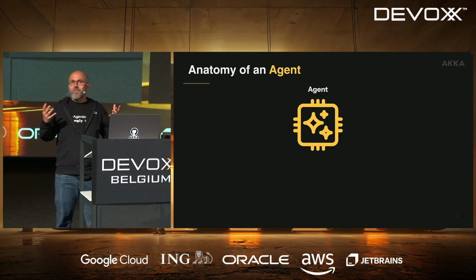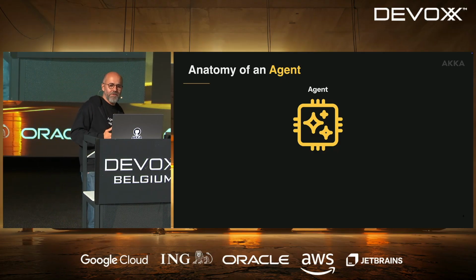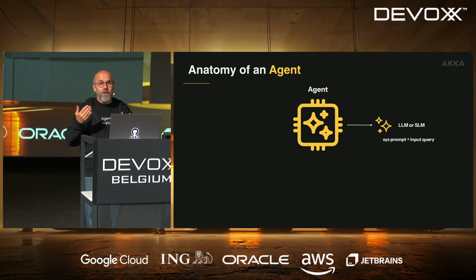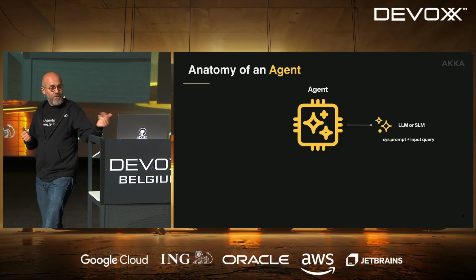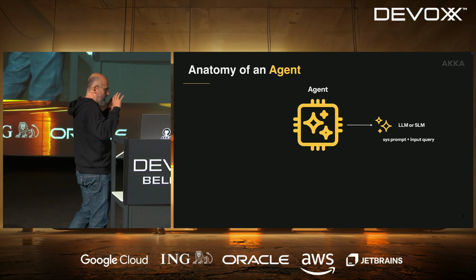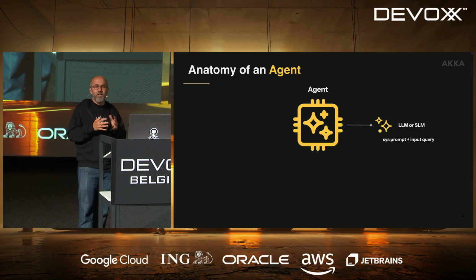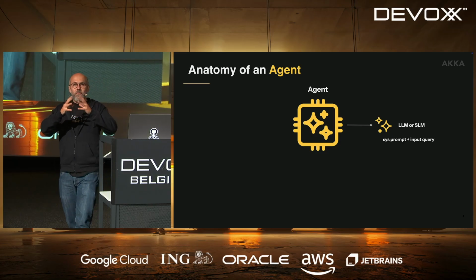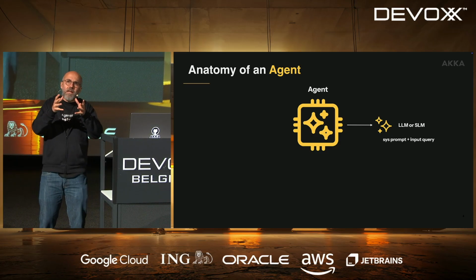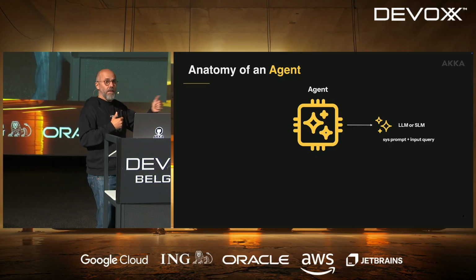An agent, think of it like an object that you create yourself. The first thing it has is that it will talk with a language model. It can be a large language model or a small language model. And to start with, it has two things. It has what we call the system prompt, which is a basic description of what this agent should do. And that is sent to the LLM.